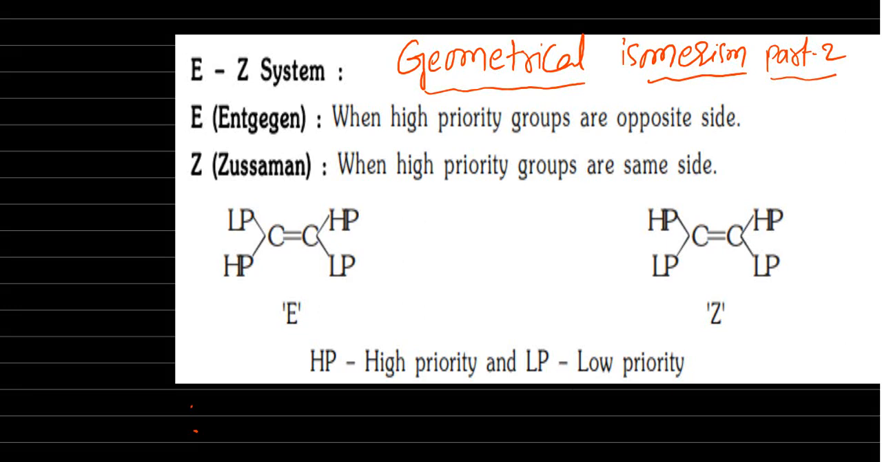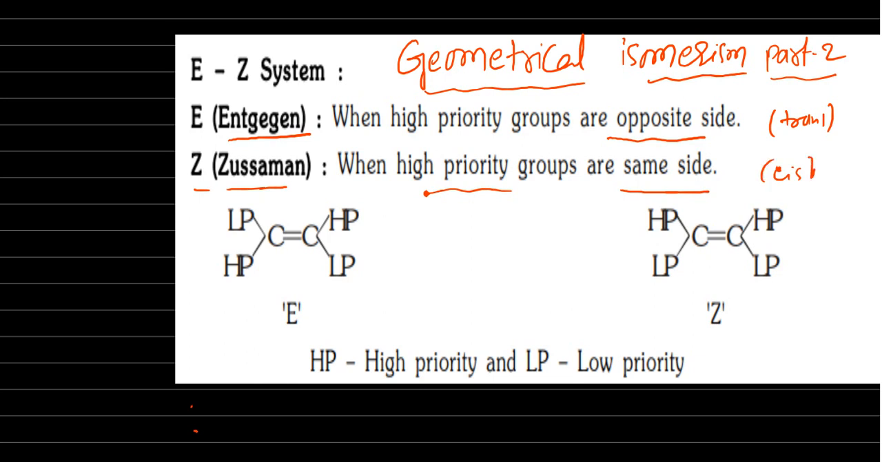Geometrical isomerism part 2. The EZ system. E means entgegen, when the high priority groups are on opposite sides. It's similar to trans. Z means zusammen, when the high priority groups are on the same side. It is similar to cis.